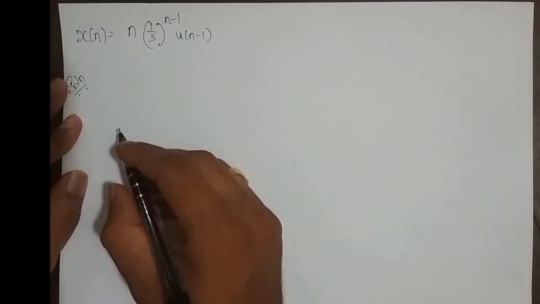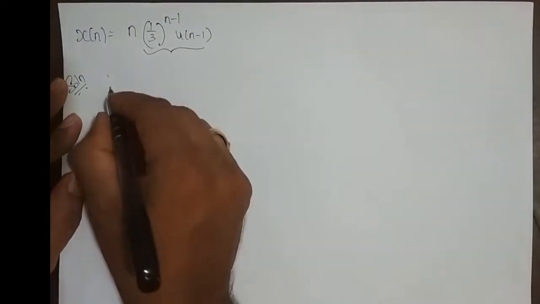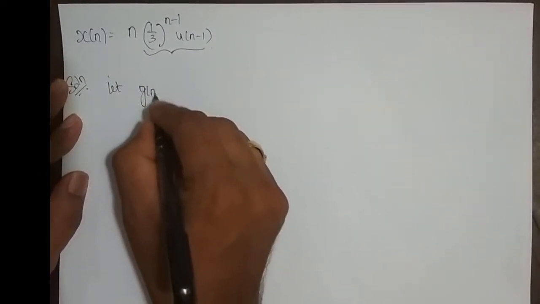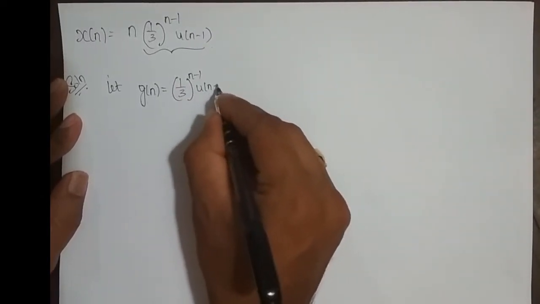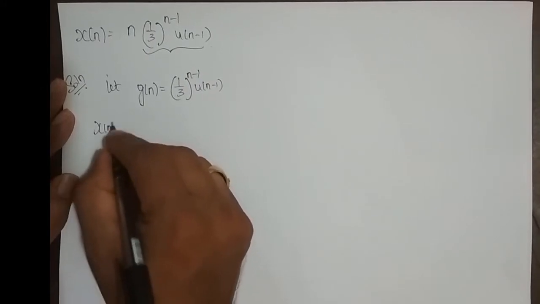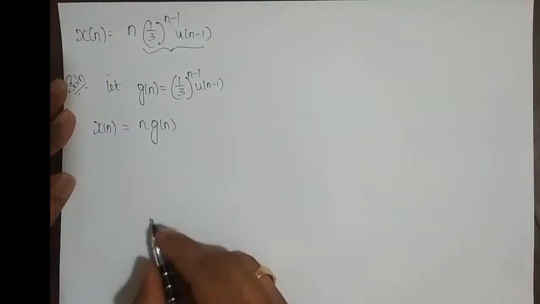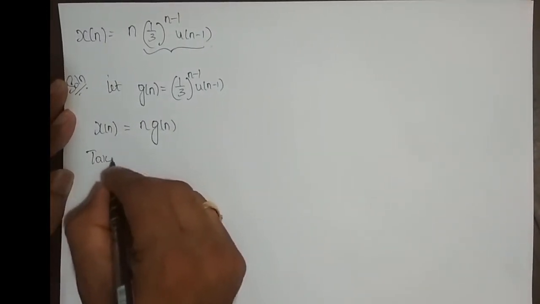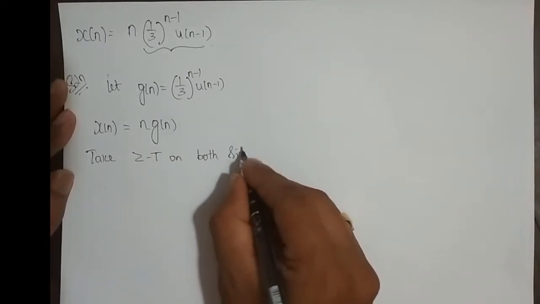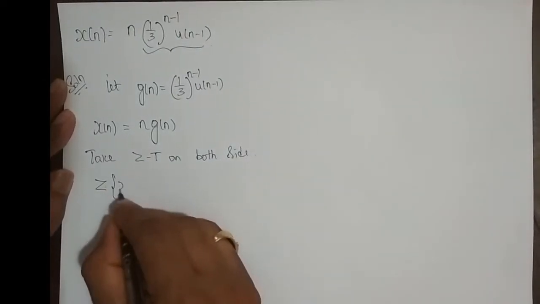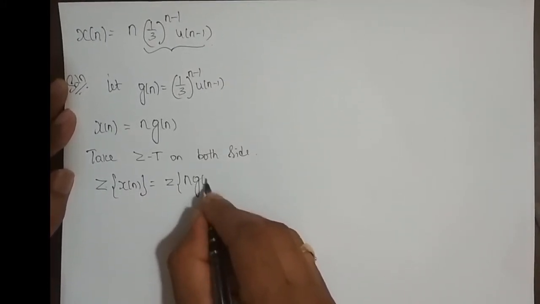Okay, fine. What I'll do is I'll take this part as g of n. So let the intermediate signal g of n be 1 by 3 power n minus 1 u of n minus 1. So what happens to x of n now? x of n is n into g of n, right? g of n is this part. Now I'll take Z transform on both sides. So Z transform of x of n is equal to Z transform of n into g of n.